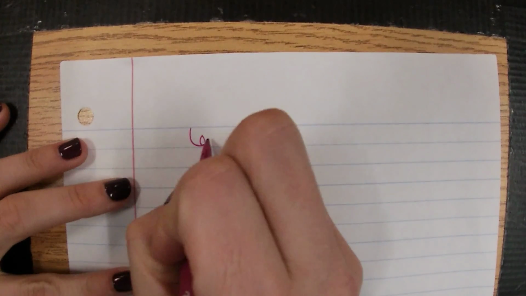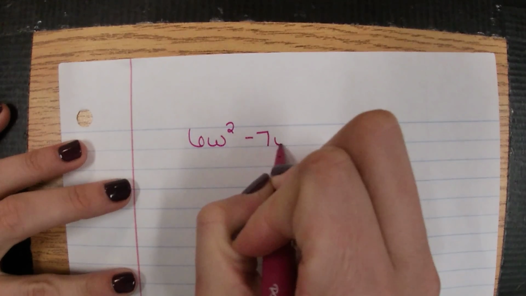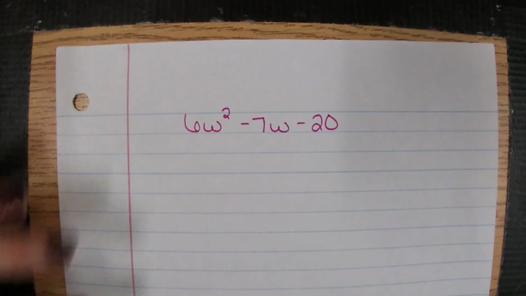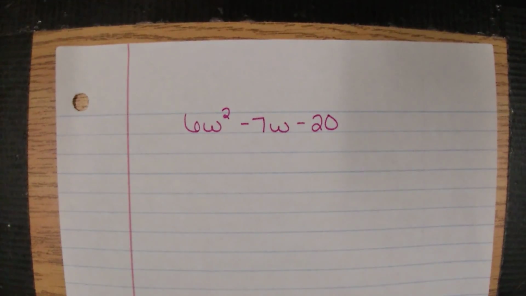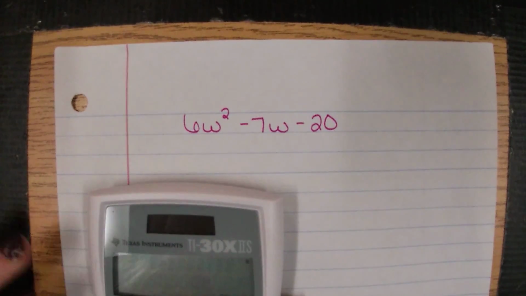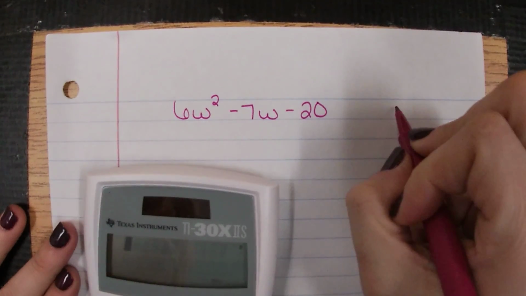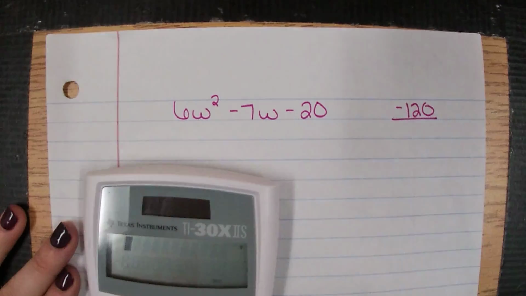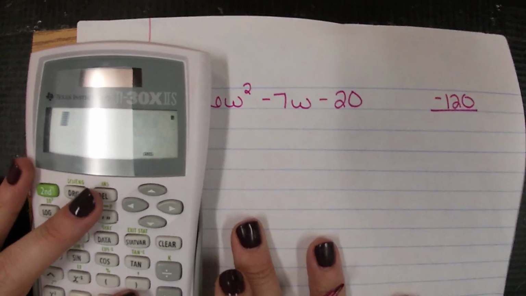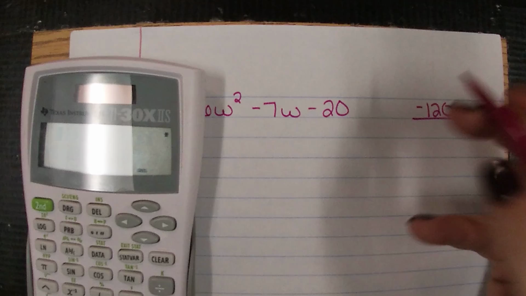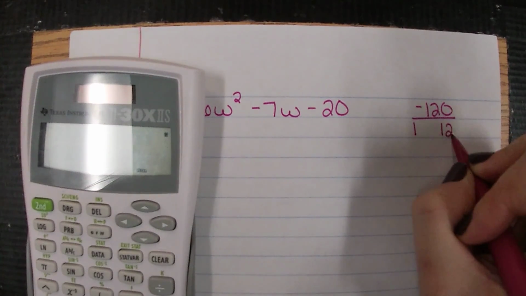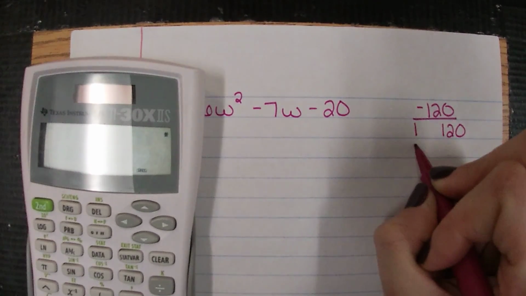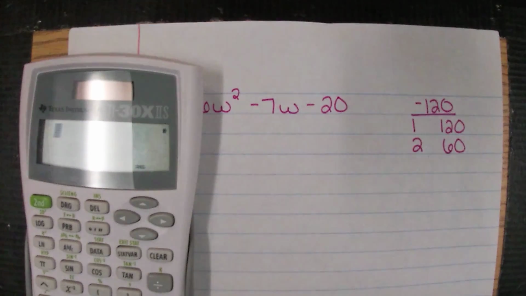Now, the numbers aren't always small, so be prepared to make a list. So let's say we have 6w squared minus 7w minus 20. If you need to, use a calculator to help you. When we say 6 times negative 20, we'll get negative 120. And we're going to start listing the factors. Hopefully you don't have to do 120 divided by 1, but you could do 120 divided by 2. We're ignoring that negative. Just type them all in your calculator.